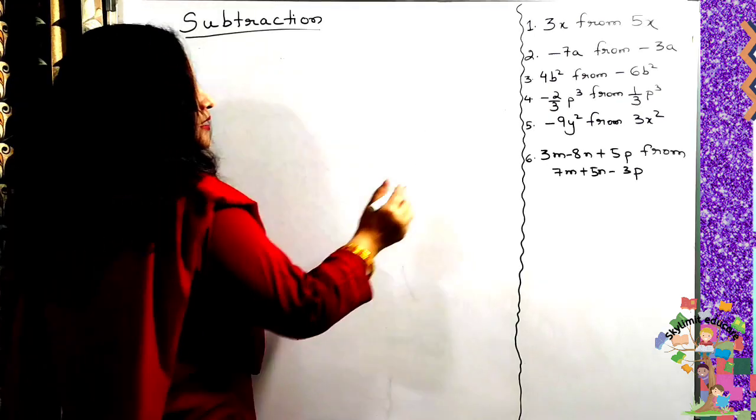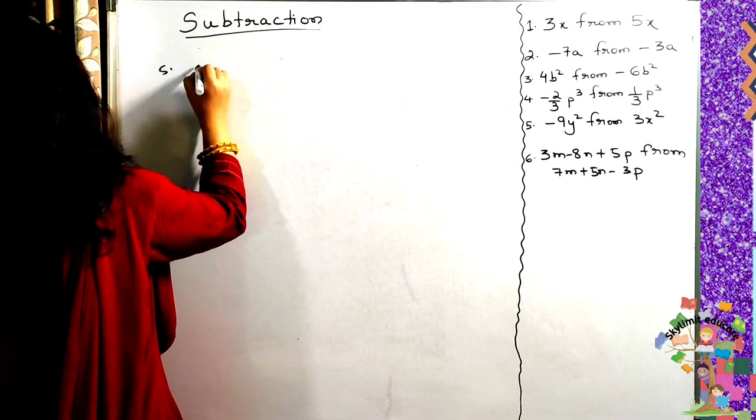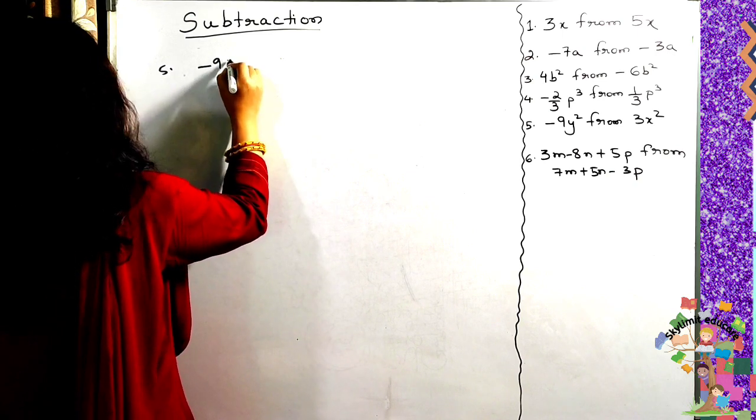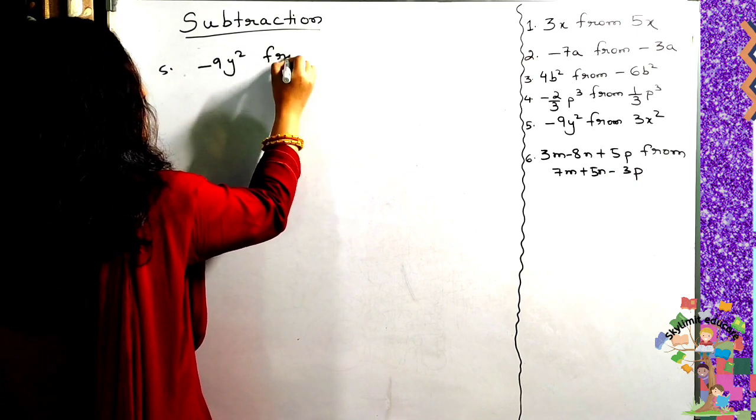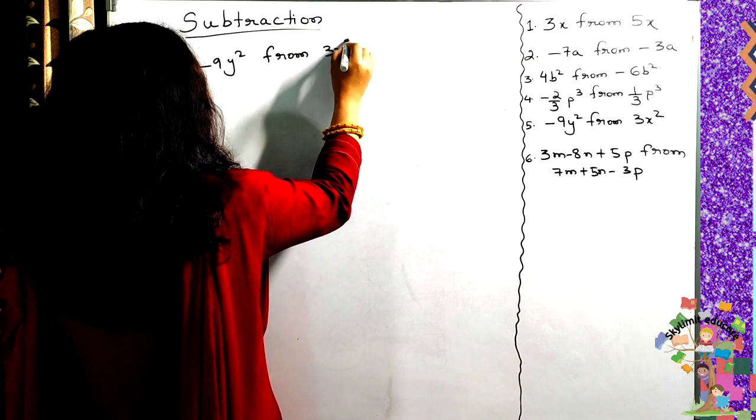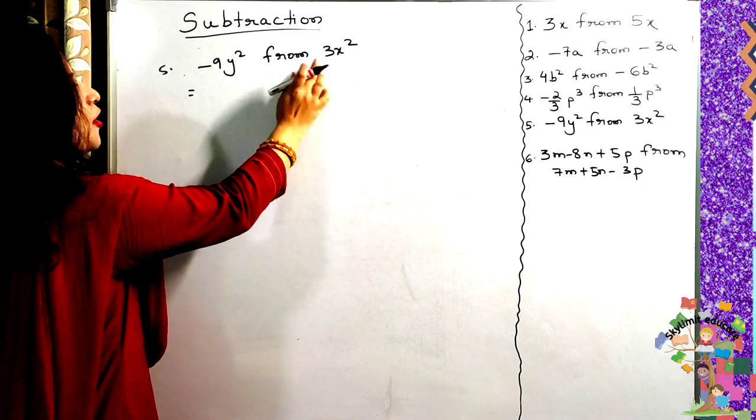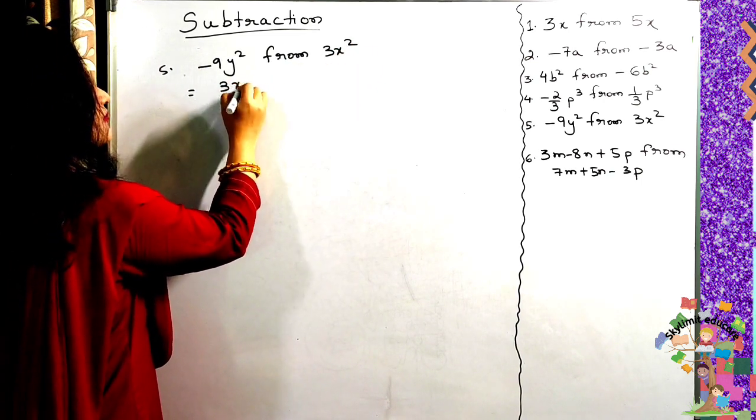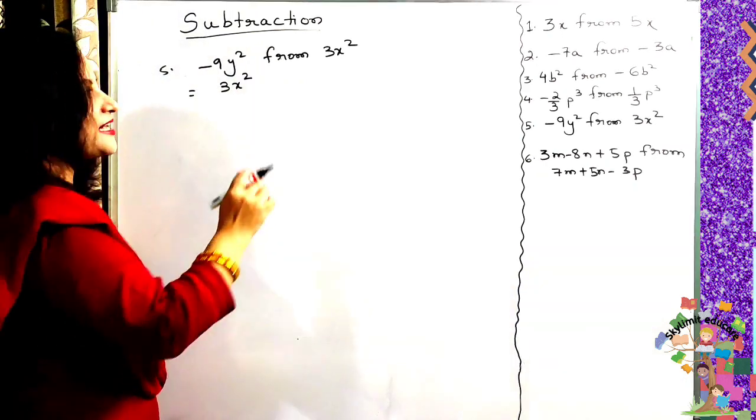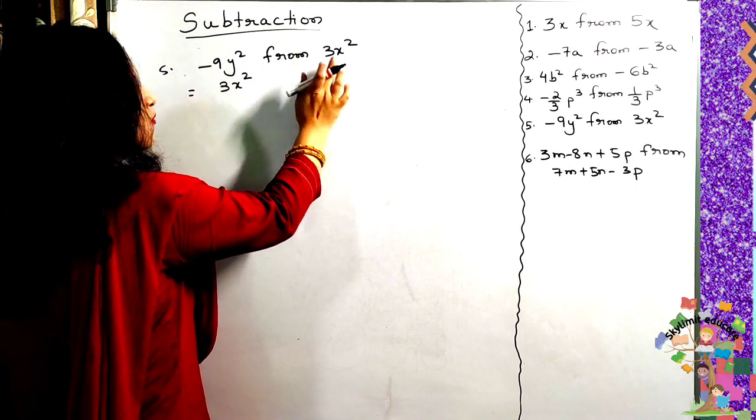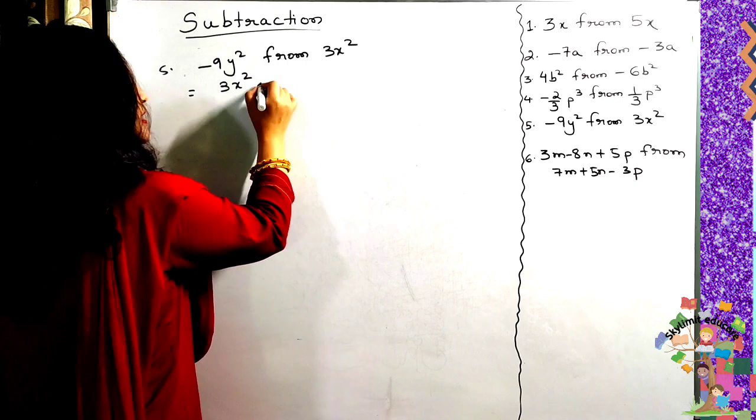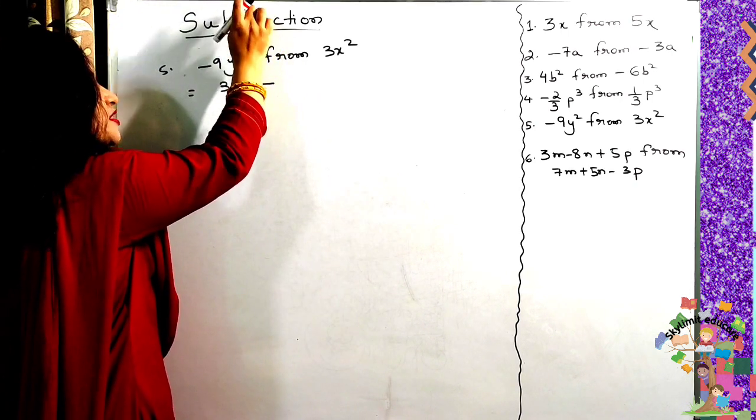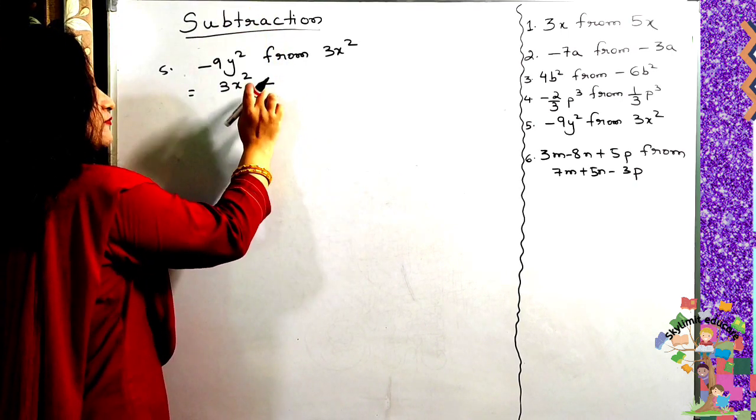The fifth one. Minus 9y square from 3x square. Okay, students? So from 3x square means 3x square will come first. Right? 3x square is a minuend. After from, whatever comes is a minuend. Then this minus sign is for subtraction. The question is subtract.